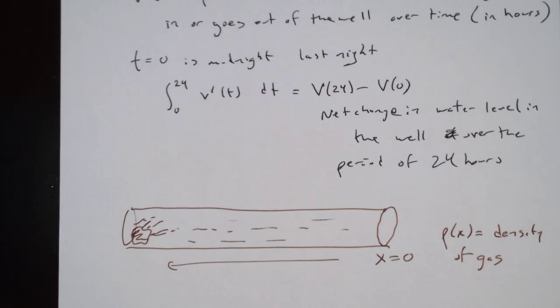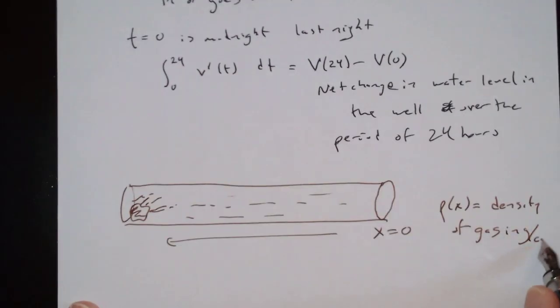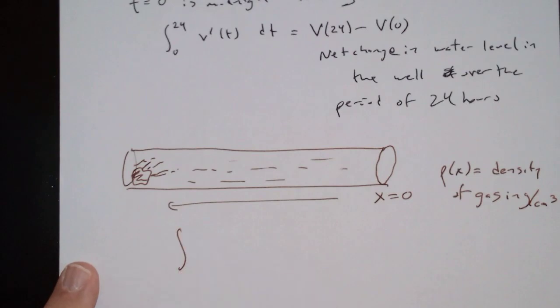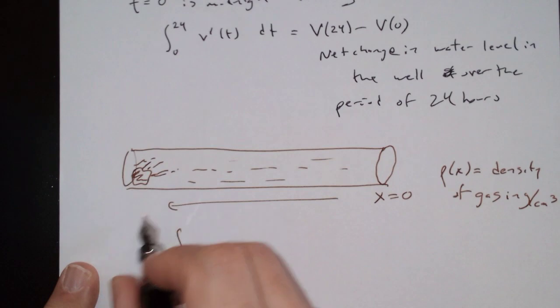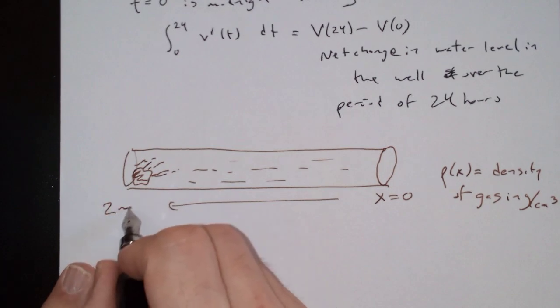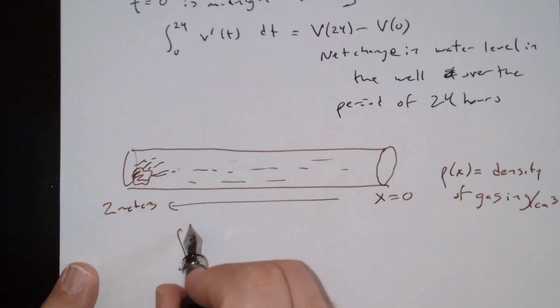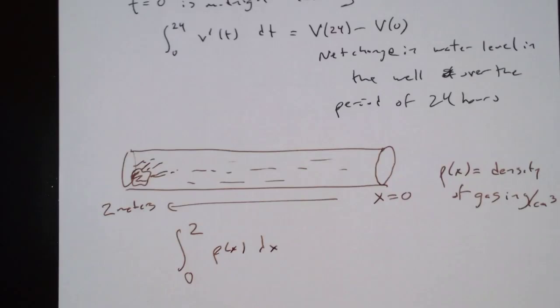That's a density. But let's add them all up. What is the integral from 0 to, I don't know, how big is this rod? Let's make it 2 meters. What is this going to represent?